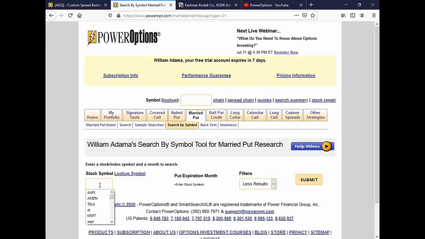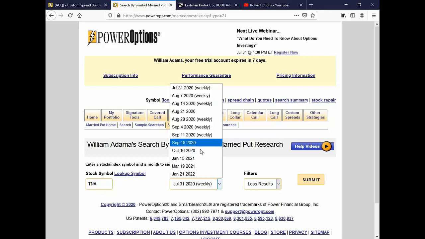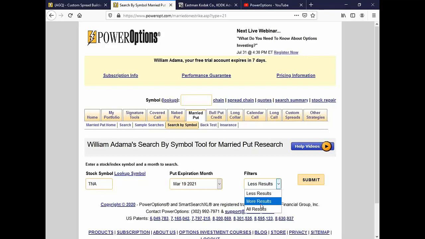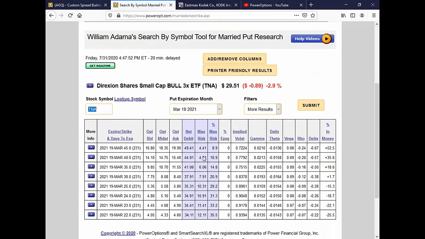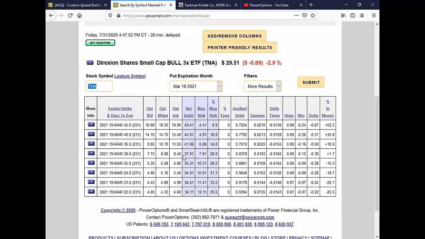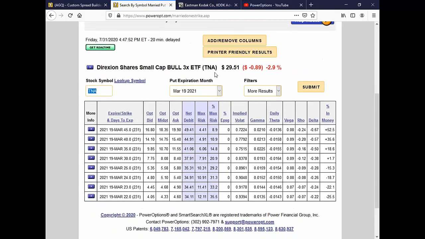So let's just take TNA. Okay, and I'll go out probably March, maybe January, but I'm going to go March. So I want to go at least 150 days out in time, 231 days. These aren't that bad. This one's actually not that bad at all. So at a normal $29 stock, yeah, I'd probably be looking at the 30 to 35 strike. I'd hope they'd have a 32.50 or 33. My target here would probably be the 32.50 or 33 strike if it was available.